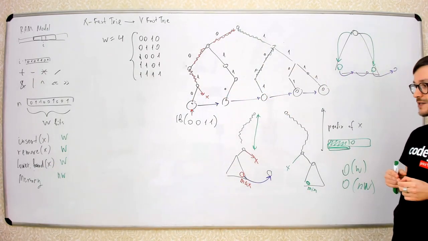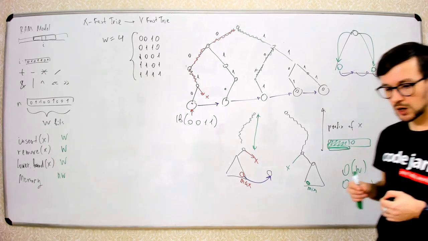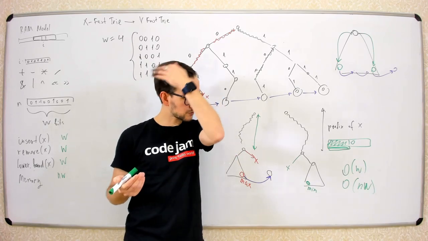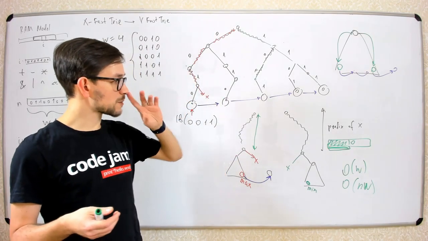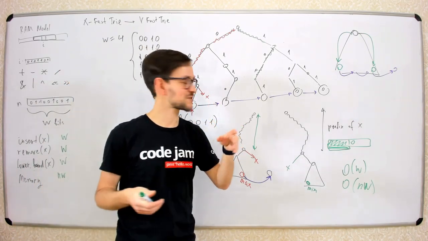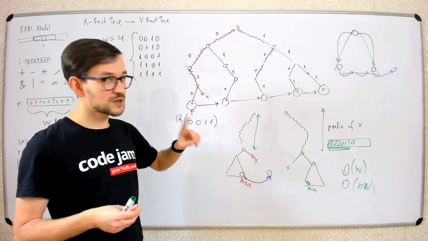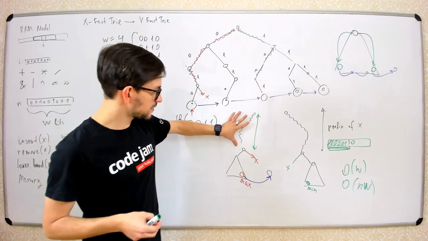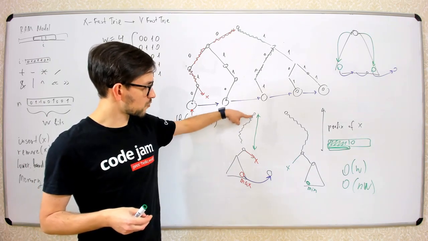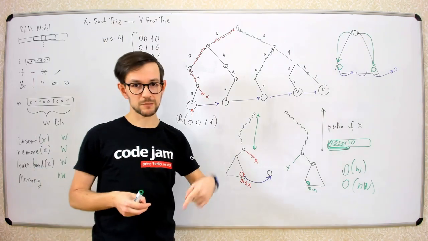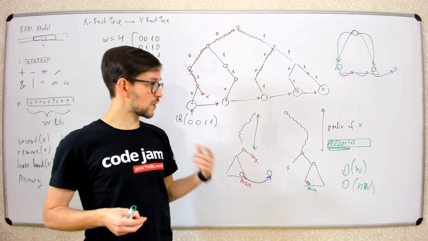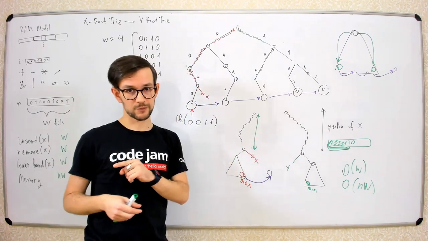For the lower bound time complexity, we'll do the following trick. Let's see what's actually the most time consuming part of this data structure. The most time consuming part here is to find this node. To find this node, I follow this path from here to here. That's very time consuming, right? So we will try to find this node faster than in time W.